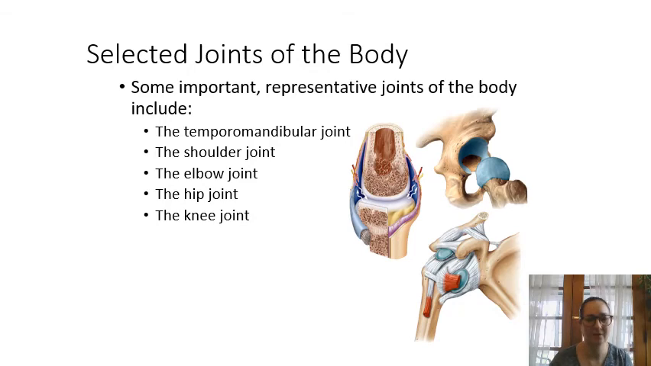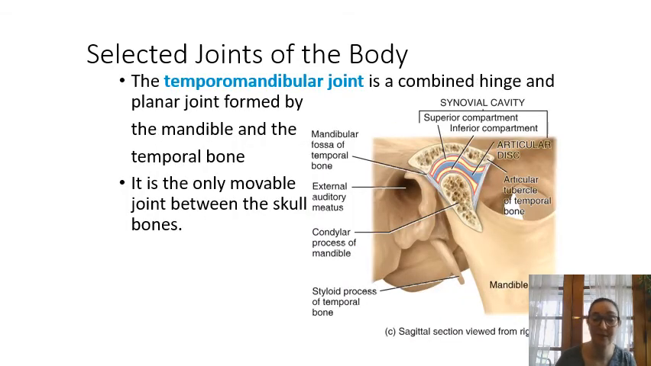So we're going to go through these one at a time, starting with the temporomandibular joint. So temporomandibular joint is this one right here. It's the joint that's formed between your mandible and the rest of your skull. This is the only movable joint in your skull. It should be the only one that's moving. And it's what allows you to talk and chew and do all the things that you want to do with your mouth. So we can see that this is a synovial joint.